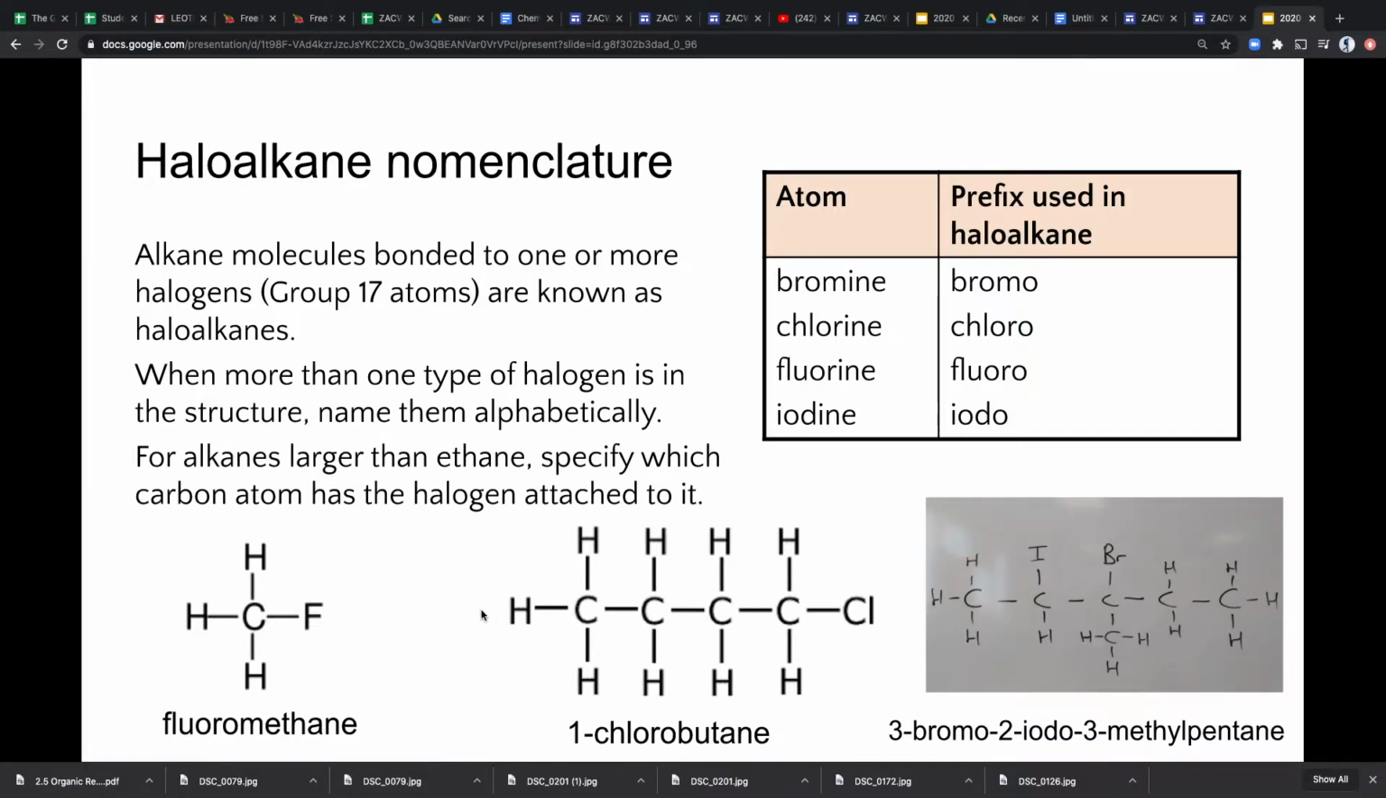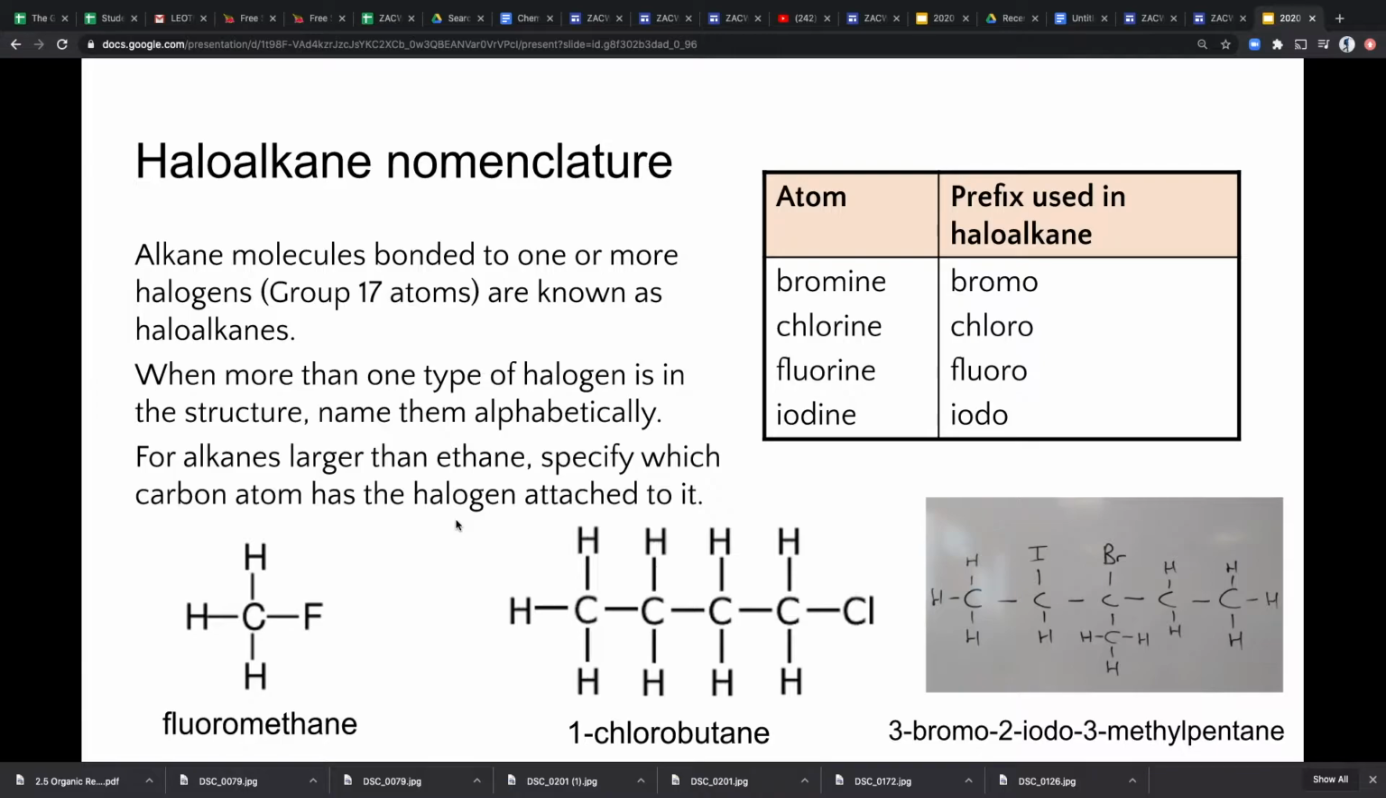So here I have a depiction of fluoromethane. So just 1 carbon, hence the methane, with 1 fluorine on it. I don't need to say 1 fluoromethane, because there's only 1 carbon. There's only 1 possible carbon for it to be attached to, so it's a bit redundant to say 1 fluoromethane. You can just say fluoromethane.